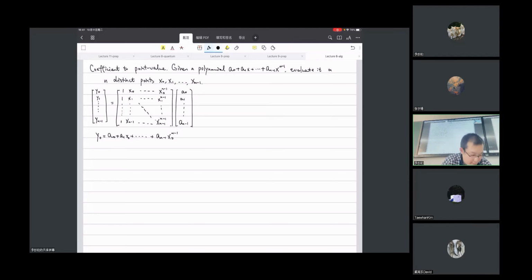But nevertheless, if we are not clever enough, if we just do brute force calculation, it's just O(n squared) for the brute force matrix-vector product. Okay, so any question at this point? Good.